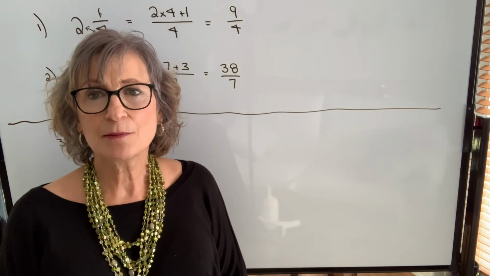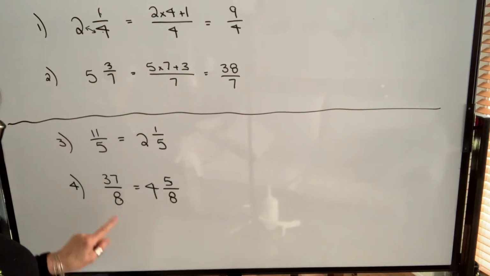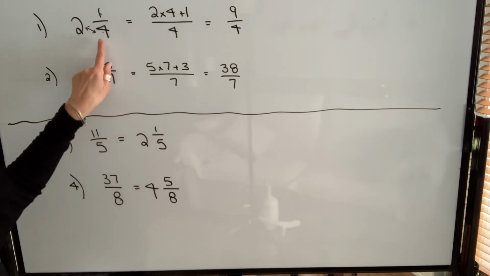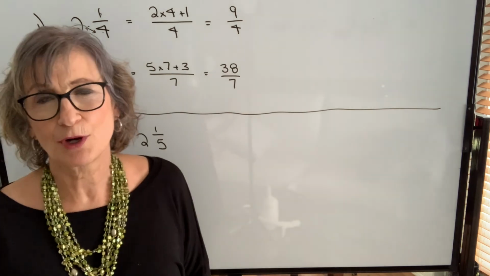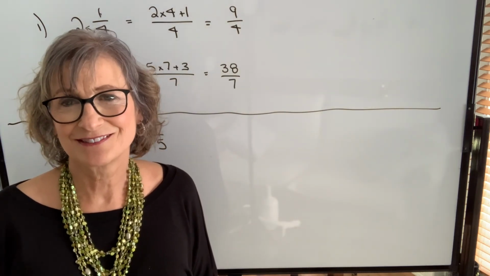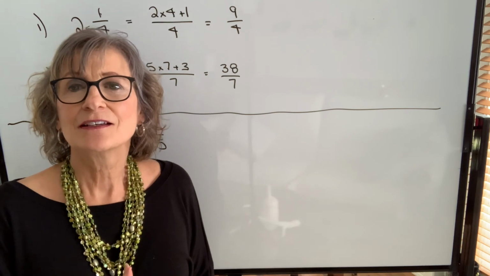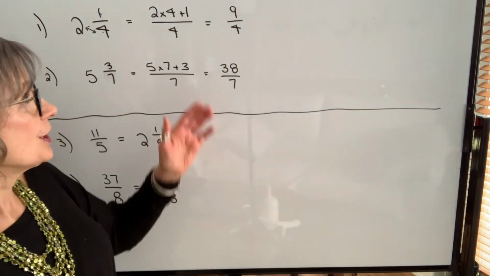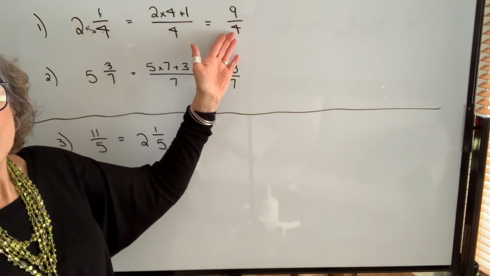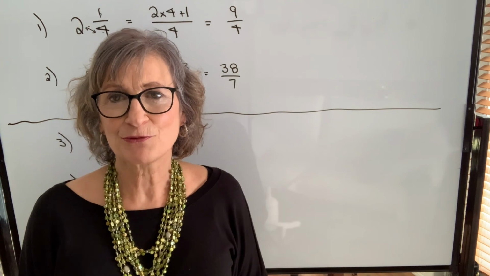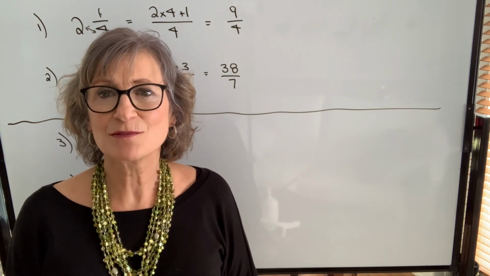So there will be times where you will want to change from an improper fraction to a mixed number. And there will be times when you'll have a mixed number and you'll want to change it to an improper fraction. So make sure you get practice doing both. Once you understand how to reduce fractions, how to find equivalent fractions, and how to change mixed numbers to improper, improper to mixed, you're ready to start the operations with fractions, adding, subtracting, multiplying, and dividing.